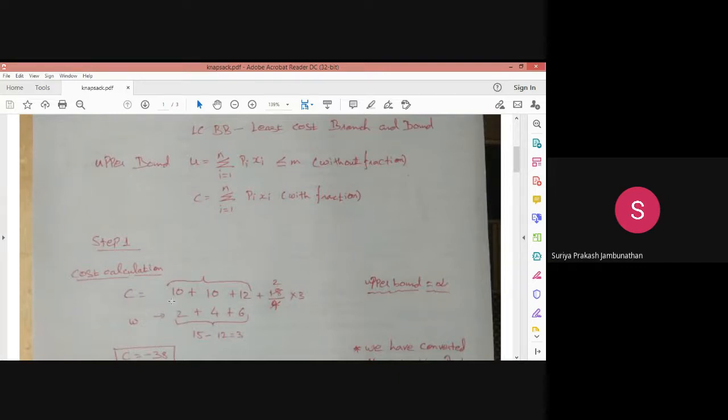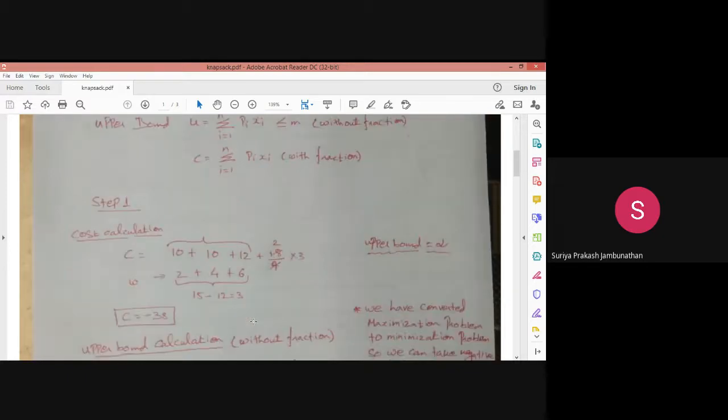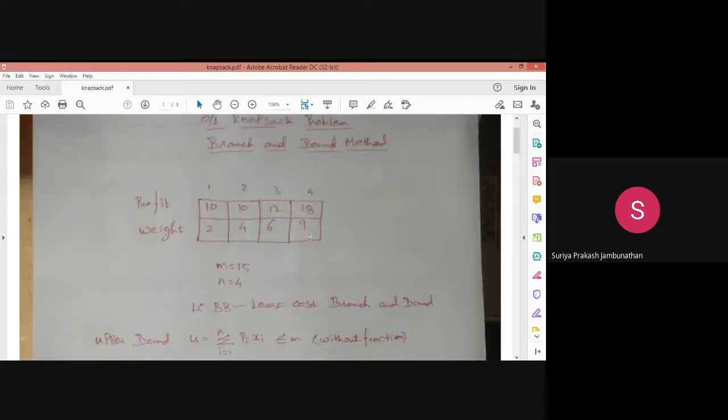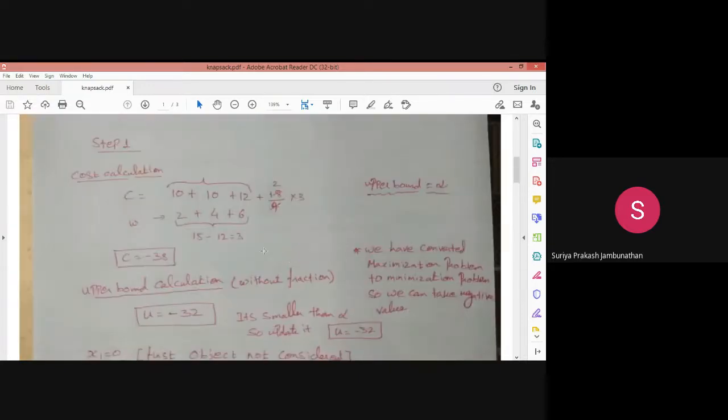After taking the first 3 objects, we try to consider the fourth object. It's not possible because the overall knapsack capacity is 15 and we have 2 plus 4 plus 6, which is 12. So 15 minus 12 gives 3, the remaining capacity in the knapsack. Within 3, we are not able to accommodate the fourth object because its weight is 9.